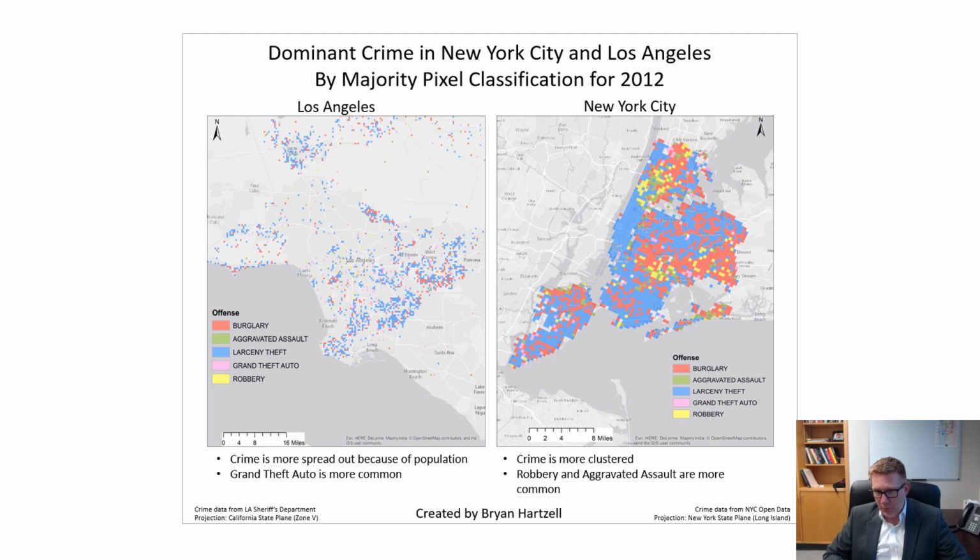But the New York one turned out really good. The larceny theft you can see is quite common. You can see where burglary is common. You can see where grand theft auto is, there are a couple of pixels of that. It's an interesting way of breaking down the data.